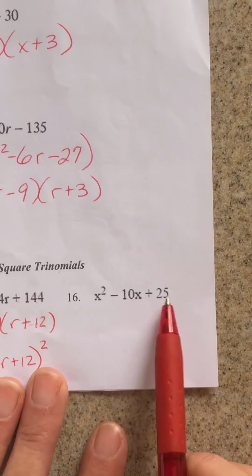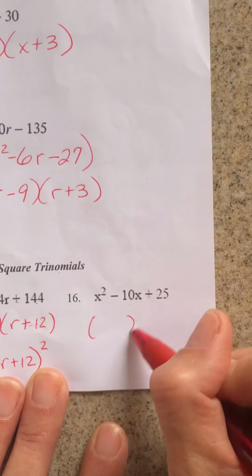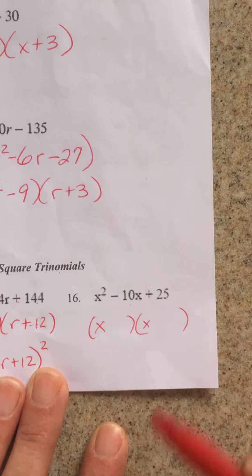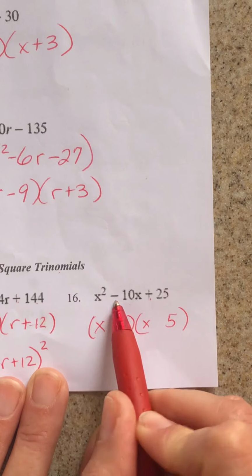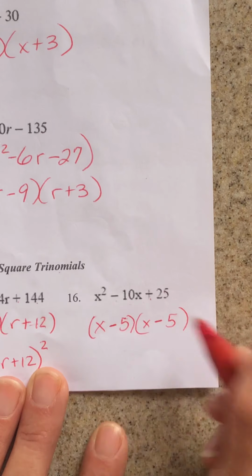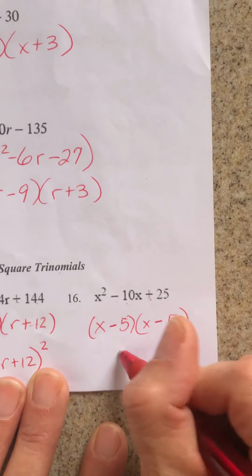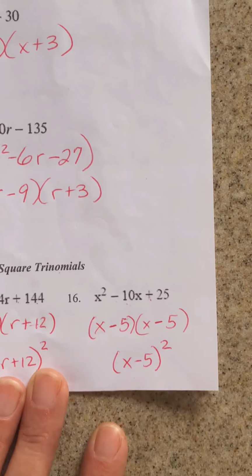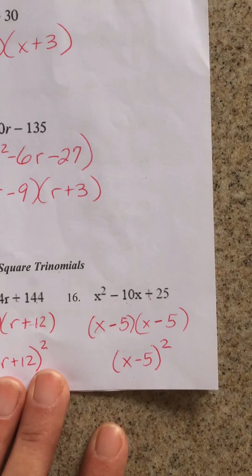All right, so this one, 25x squared minus 10x. x squared is x and x. 25 is 5 and 5. And because it's a plus, but that's a minus, both of these were negative. Let me check. Negative 5x, negative 5x, negative 10x. Sweet. So these are the same binomial. I can write it twice, or I can write it as the binomial squared. Okay, enjoy your homework.